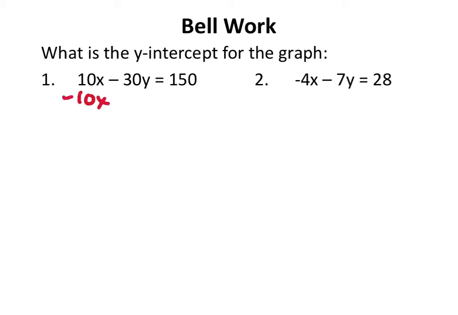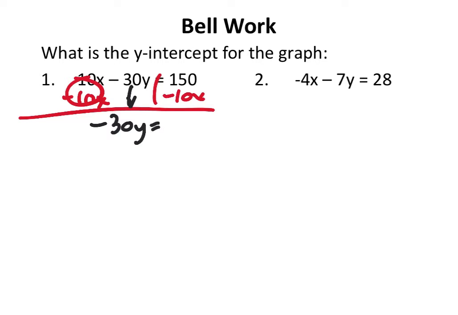So subtract 10x from both sides. Like this, right? It's going to zero out those 10x's. Then we can drop the negative 30y. And this equals, yeah, the 150 and negative 10x, they're not like terms that we can combine, so we got to keep them separated as separate terms. Negative 10x and positive 150.